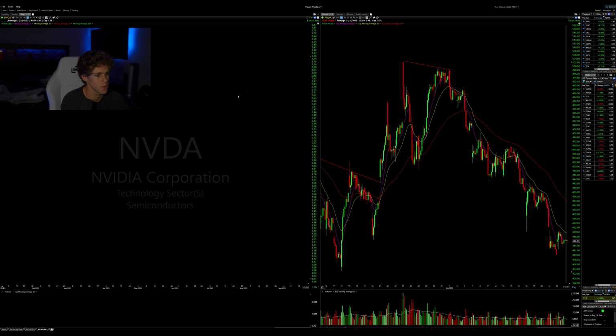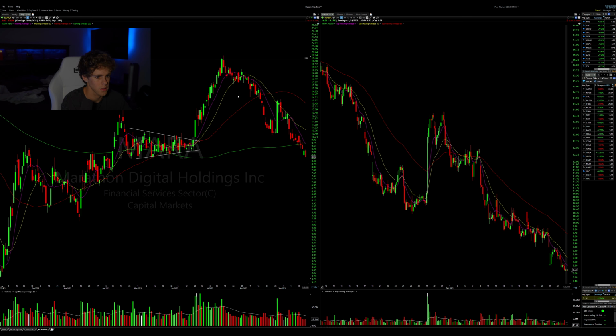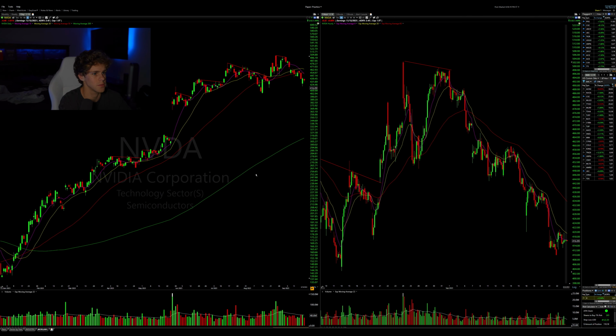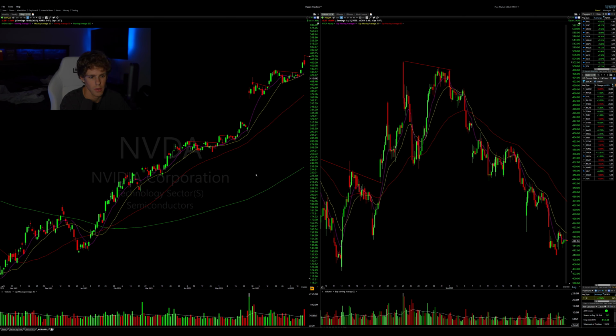So NVIDIA, we'll use this for an example because this was my biggest options trade. What else was big? Mara was big. Okay, so we'll use Mara, NVIDIA, and then Carvana. Carvana is going to be the more complex one. But let's just get started with NVIDIA. So why I traded options on this and why it worked so well.